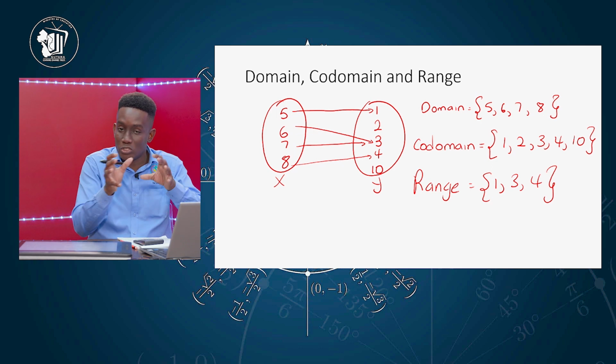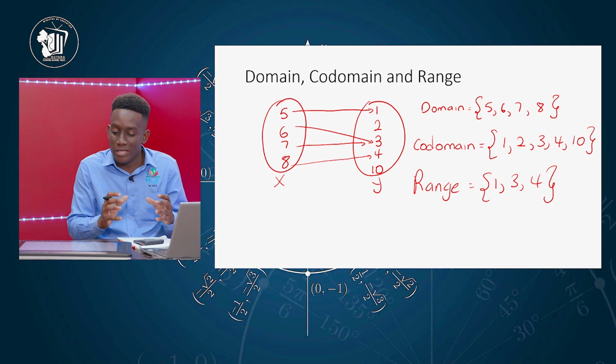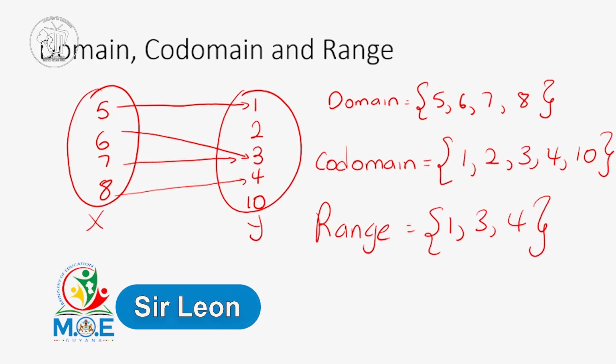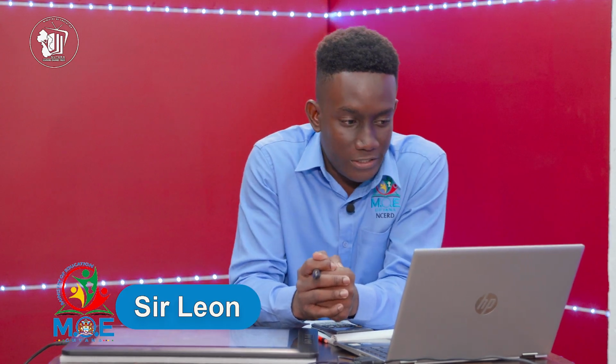That is how we identify the domain, the codomain, and the range. The domain is everything that is coming from, the codomain is everything in the other part of the arrow diagram, and the range would be everything that is being mapped onto. So let's move on to the types of relations.